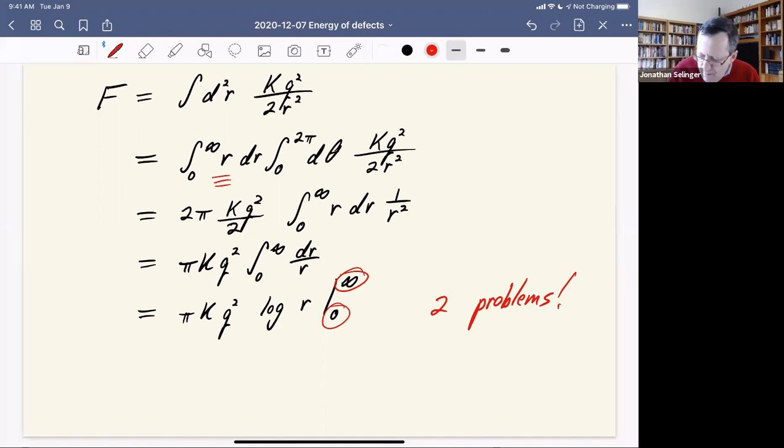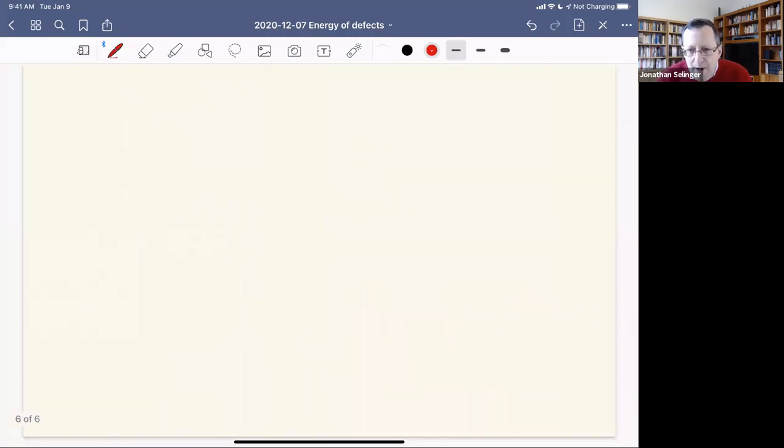So this tells us that we have 2 problems that we have to figure out. Let's talk about how to deal with each of these problems. These 2 problems are actually quite different from each other, and I'll tell you about each of them in turn. First, let's think about the problem at r goes to 0. There is a word for this kind of a problem. This is a problem at a short distance.